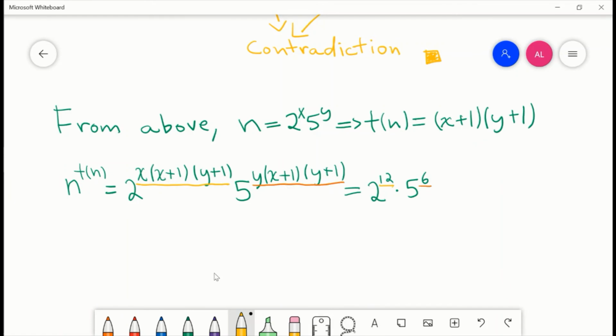And now we do the same thing with the exponents of the 5s. And we can set up two equations with two variables. That means we can solve. So what we get are these equations.